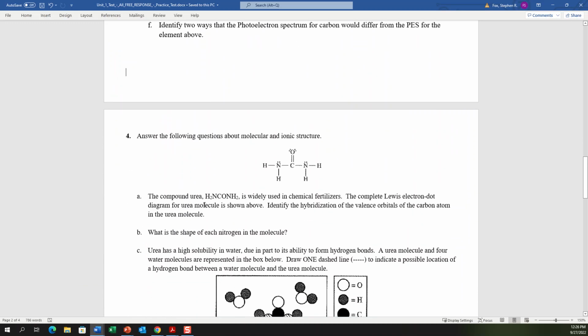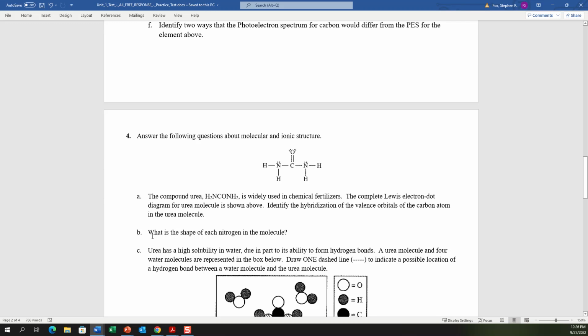All right, number 4. So they give us this compound urea. They give us the dot structure for it. Identify the hybridization of the valence orbitals of the carbon atom. So you go to the carbon atom, it has 3 domains around it, so sp2.